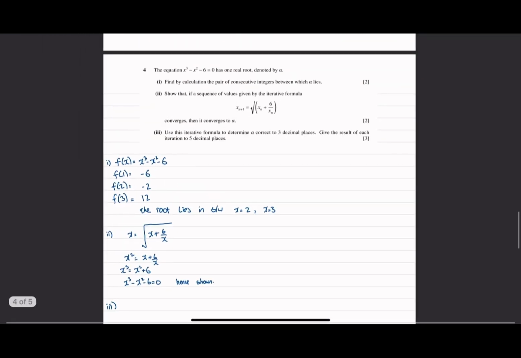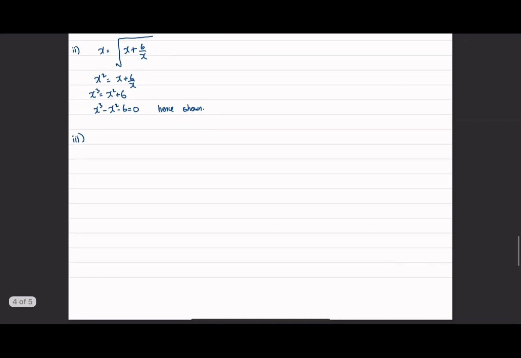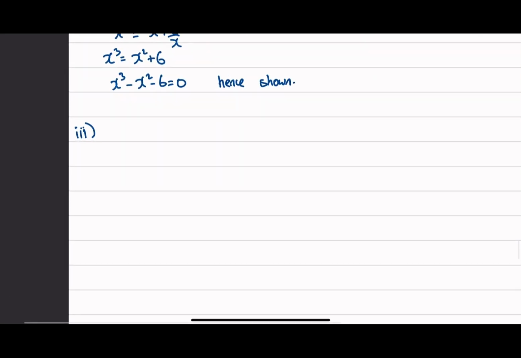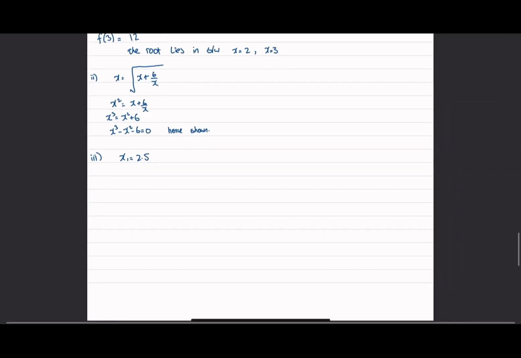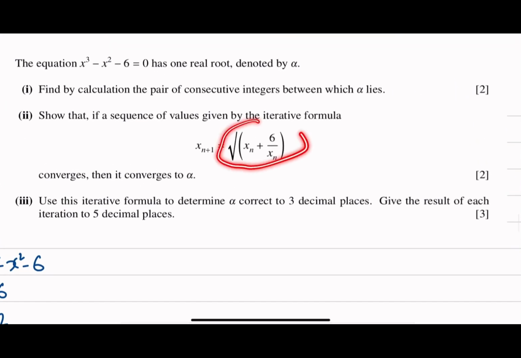Part 3. Use this iterative formula to determine alpha, correct to 3 decimal places, give the result of each iteration to 5 decimal places. Okay, so we know that the root lies in between x equals 2 and x equals 3. So we use our iterations. Let's take the middle value, x1 equals 2.5, and start inputting the values into this formula.